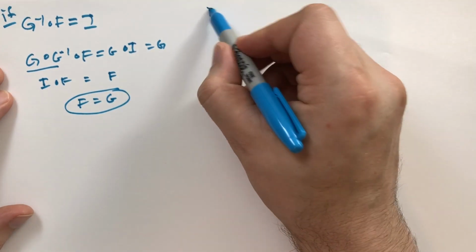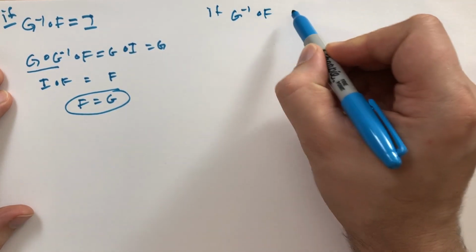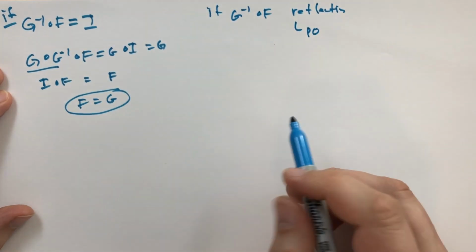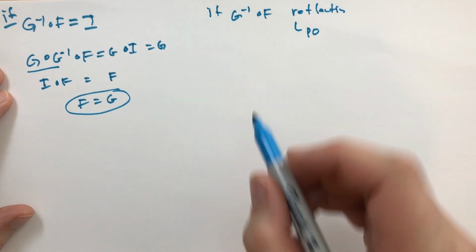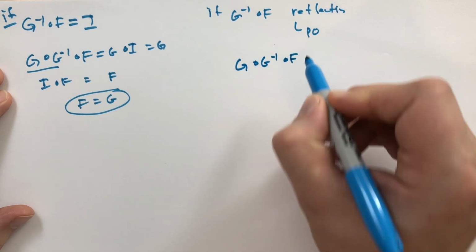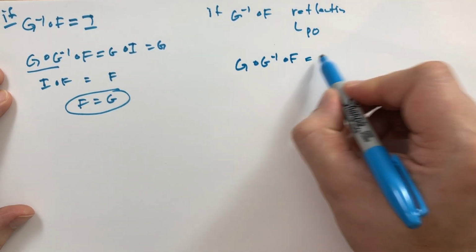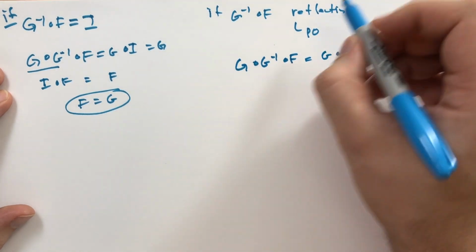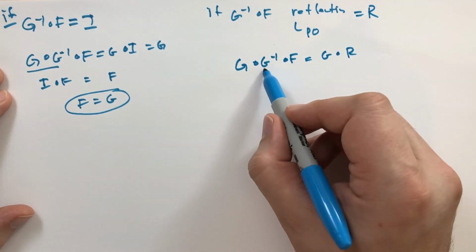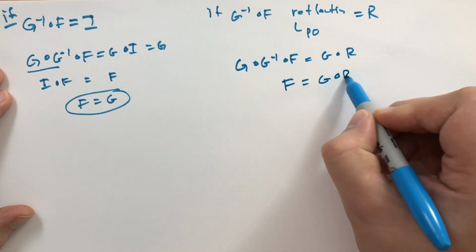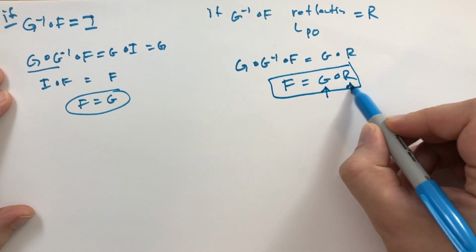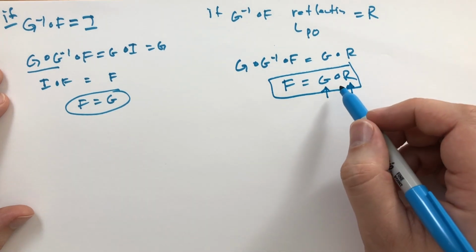In the second case, if G inverse composed with F is a reflection through the line PO, then G composed with G inverse composed with F is going to be the same as G composed with that reflection. So this is going to be called R, the reflection, G composed with R. But we also note that this is the identity, so F is equal to G composed with R. And so F is some rotation possibly composed with a reflection.